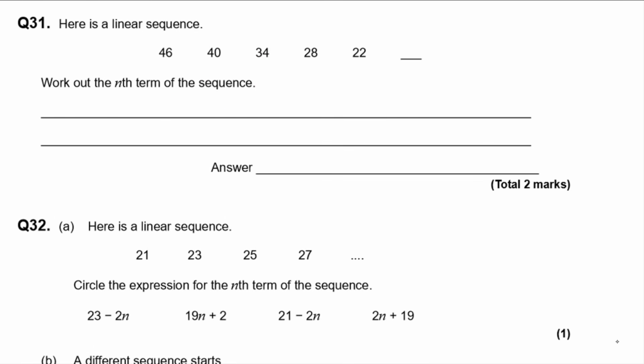Question 31, here is a linear sequence, 46, 40, 34, 28, 22. Work out the nth term of this sequence. So this time it is going down in 6, isn't it? It's minus 6, minus 6, minus 6. So I know something that goes down in sixes. That's minus 6n. Minus 6n goes minus 6, minus 12, minus 18, minus 24, minus 30.